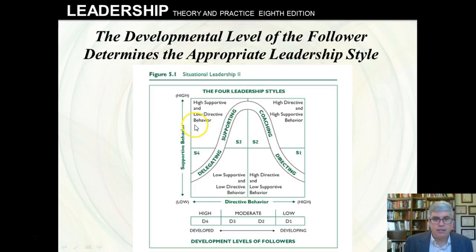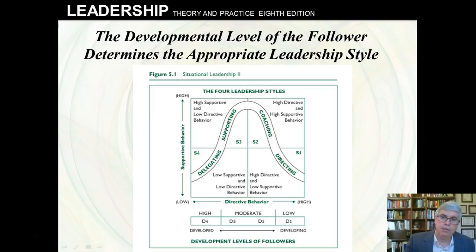And then as their competence level increases, you need to go into a supporting role where you're highly supportive, but they need less direction. And then finally, you need to go into a delegating role when they're highly developed and they don't need much support and they don't need much directive. They're at the D4 level. So that's what the theory is: based on the development level of the follower, you should make this appropriate leadership style, having various degrees of directive behavior and supportive behavior.